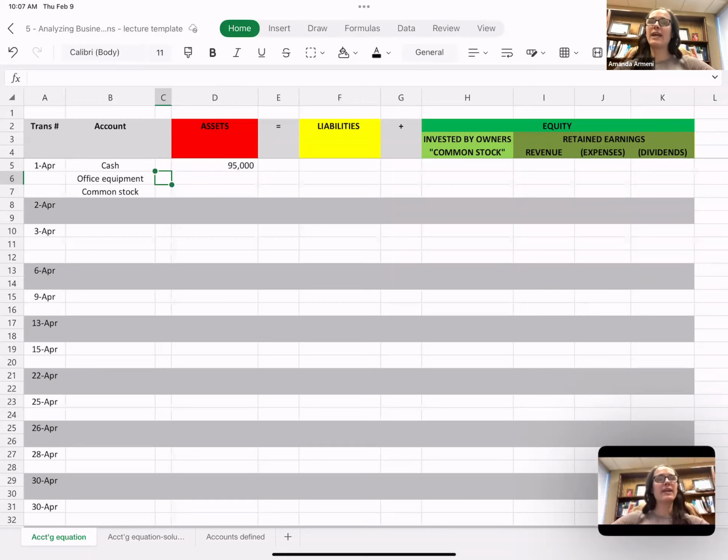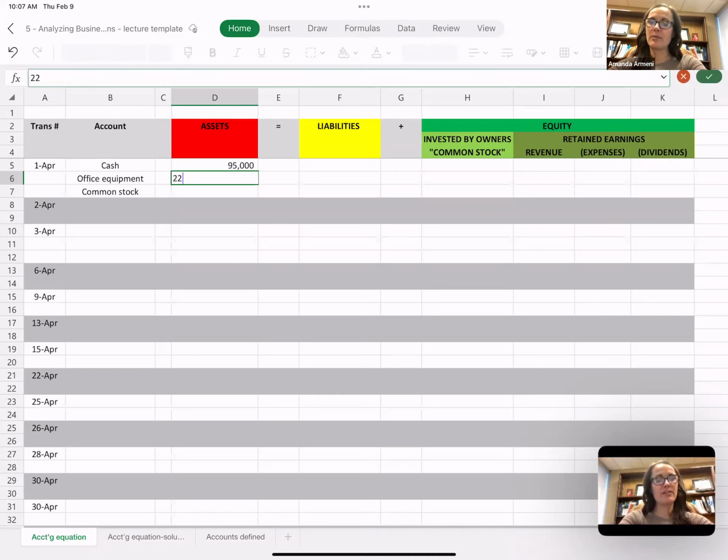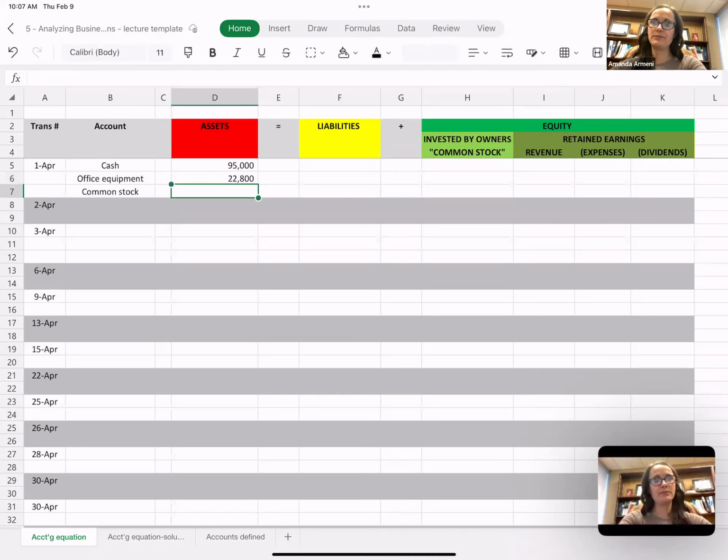So again, we have to identify, where does office equipment fit? Well, office equipment is something that we would own and benefit from having. So office equipment is going to be an asset. And then question number 3, is it increasing? Do we have more of it now or do we have less of it now? Because we just received this office equipment, it's going to be an increase, a positive amount, $22,800.